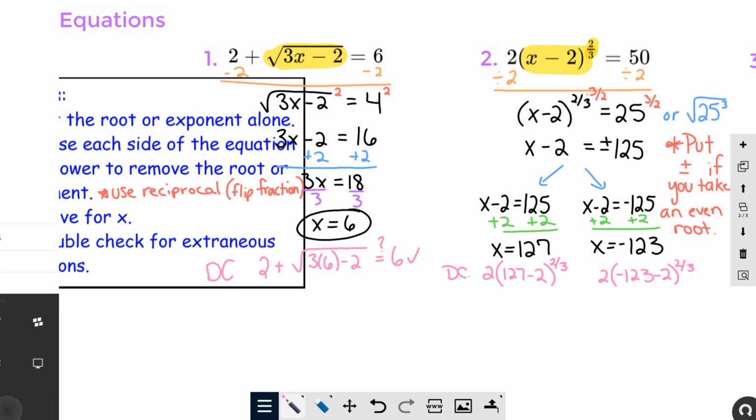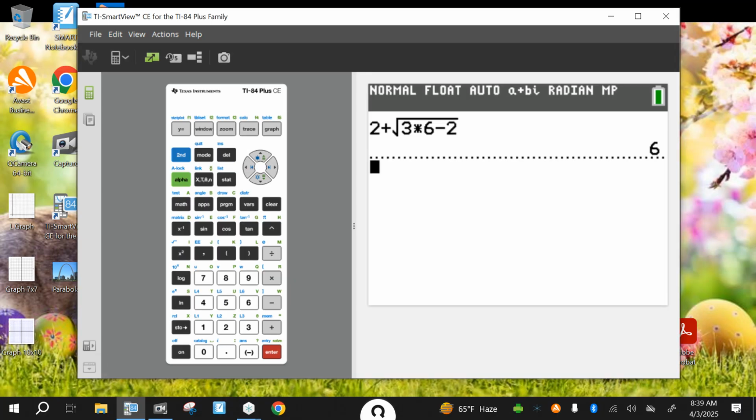So let's grab our calculators. We have 2, 127, was it minus 2? And then to the 2/3 power. So that's our original problem, just replacing x with 127, and it should equal out to be 50. So does that answer work? Yes, it does. Now let's do the same thing with our second answer, which was negative 123.